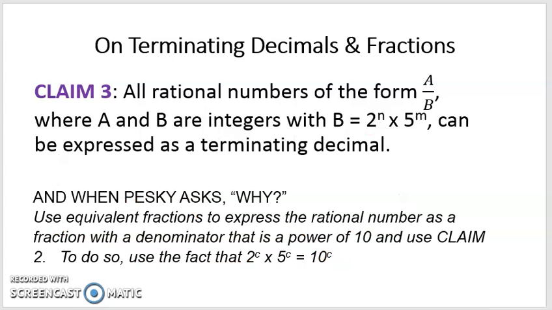Claim number 3 is that all rational numbers, all fractions of the form a over b, where, and this is the key to the claim, b is just written as a power of 2 times some power of 5. So a fraction that can be written entirely with a denominator composed of 2's and 5's can be expressed as a terminating decimal.